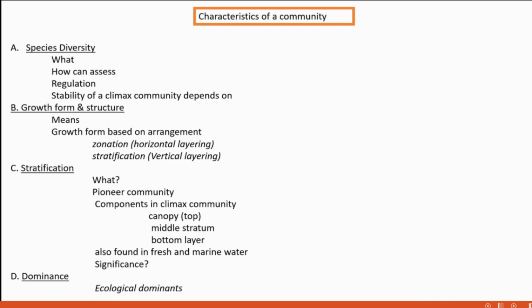But it is applicable only in the case of large organisms, large plants. In the case of insects, it's very difficult to enumerate. So for assessing diversity, there are different methods depending upon the organism. Then regulation of species diversity: it's very easy to regulate a complex ecosystem. Why? Because it has so many niches.